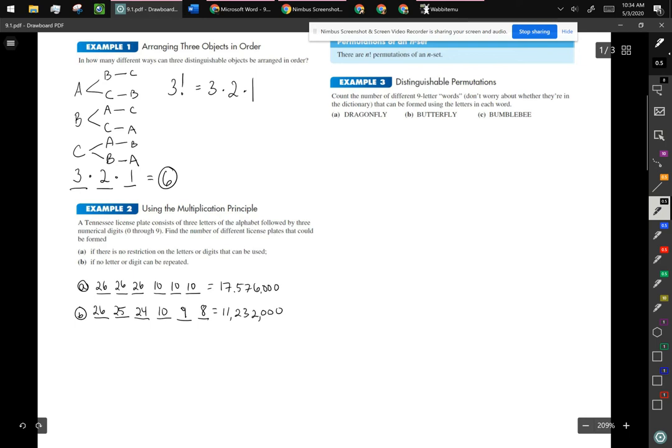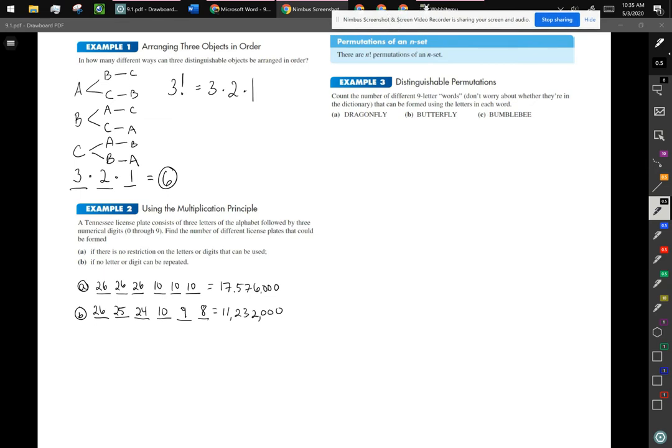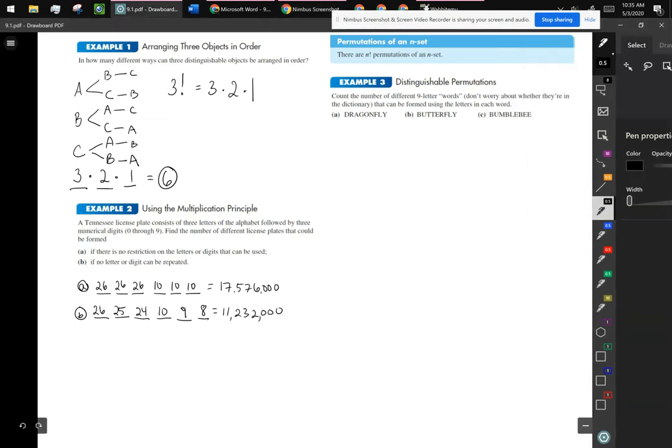So example 3, it says count the number of different 9-letter words. Don't worry about whether they're in the dictionary. That can be formed using the letters in each word. So in A, dragonfly, there are 9 letters.